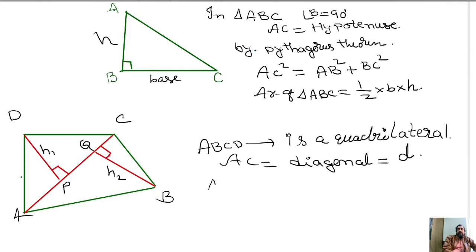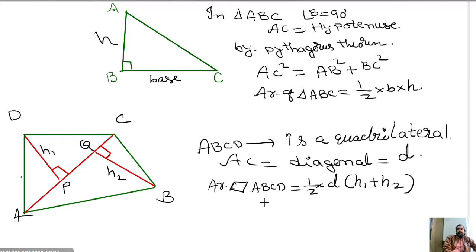Now area of a quadrilateral ABCD is equal to half into length of the diagonal D into H1 plus H2. You need not remember this. Individually you can find the area of the triangle, half into base into height, and the second triangle, half into base into height, then add. You can do it like that also. So you need not remember this. If you remember, it's well and good.